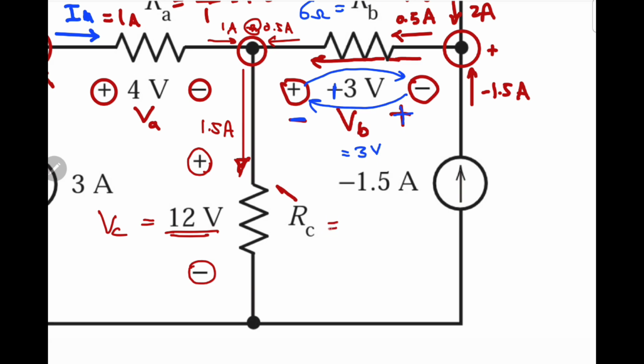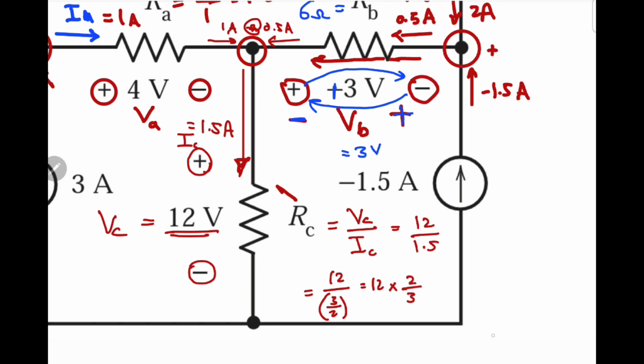So RC is simply equal to VC divided by IC. IC is 1.5, so this is 12 volt over 1.5, which is 12 volt divided by 3 over 2. You can convert the division into multiplication and take the reciprocal. So the answer is 24 over 3, which is equal to 8 ohm. So RC is just 8 ohm. And that concludes part A.